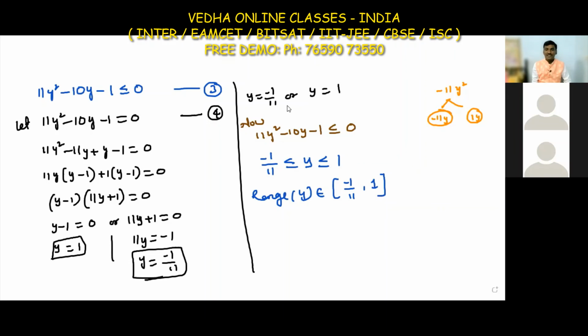Therefore, what is the final answer here? The range of the given function lies between minus 1 by 11 and 1. So what is the question here? We have to prove that it lies between minus 1 by 11 and 1. This is the required solution.